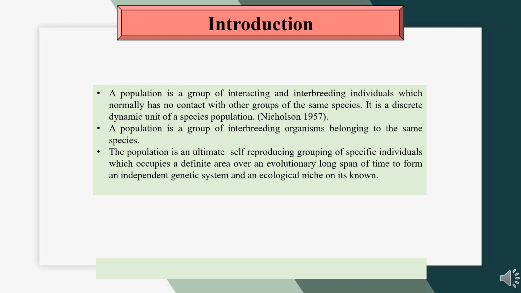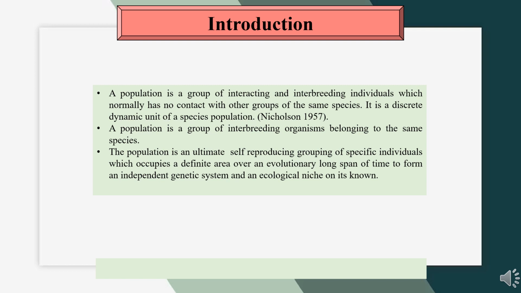When compared to communities, which are constituted of populations, the individuals comprising the populations are more cohesive units. So, some of the definitions of population as quoted by various authors are presented as follows. A population is a group of interacting and interbreeding individuals which normally has no contact with other groups of the same species. It is a discrete dynamic unit of a species population.